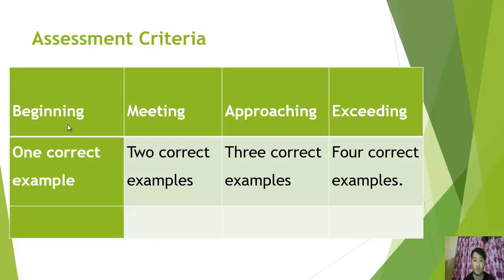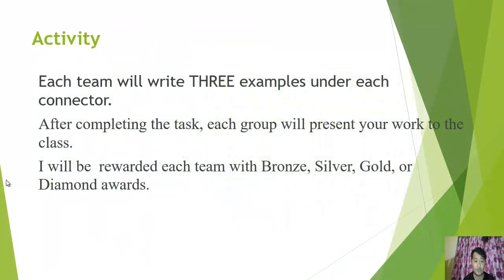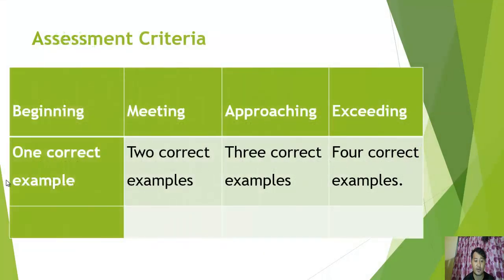For one correct answer, they will be given bronze, for two correct examples they will get silver, for three correct examples they will get gold, and finally for four correct examples they will be given the diamond medal. In a way, diamond is in exceeding, gold in approaching, silver in meeting, and bronze in beginning.